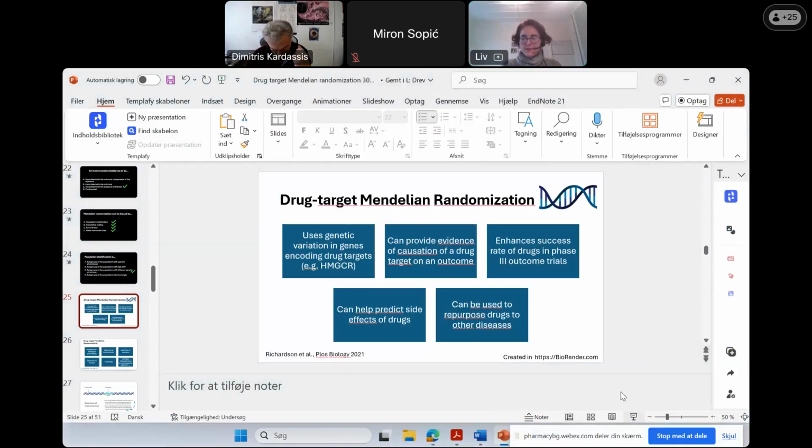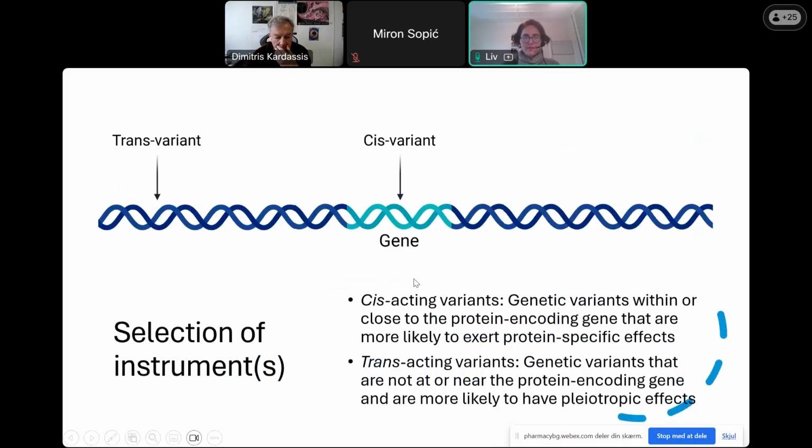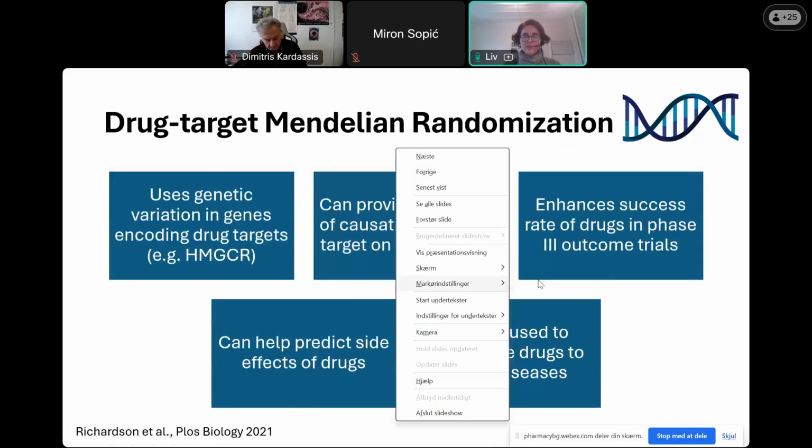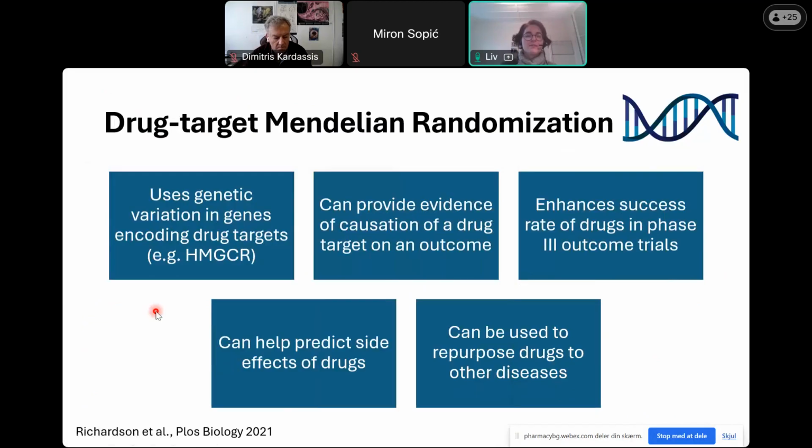Okay. So now we're coming to the thing that I think you're actually all interested in hearing about. This is drug target Mendelian randomization. Drug target Mendelian randomization uses genetic variation in genes encoding drug targets. This could be, for example, HMGCR, which encodes the target of statins. It can provide evidence of causation of a drug target on an outcome, and it can enhance the success rate of drugs in phase 3 outcome trials. It can help predict side effects of drugs, and it can be used to repurpose drugs to other diseases.